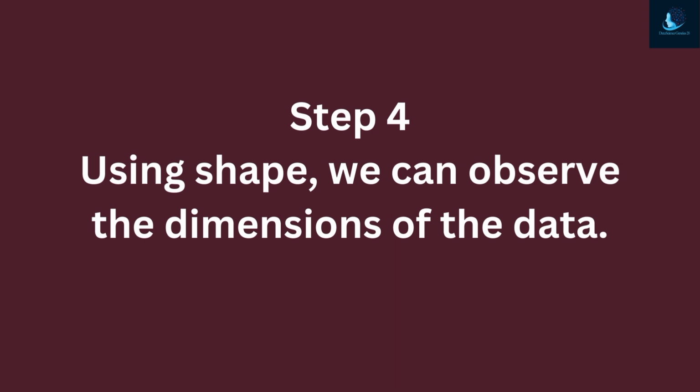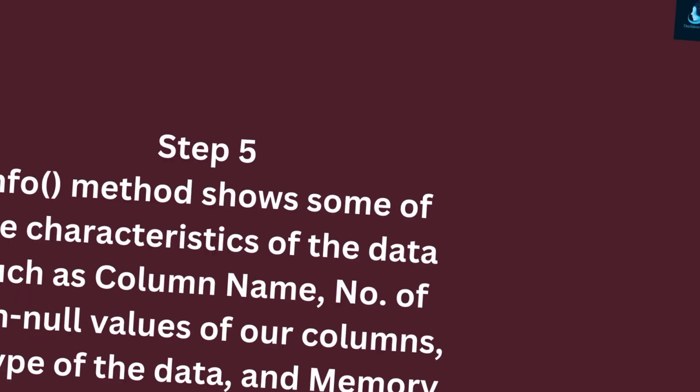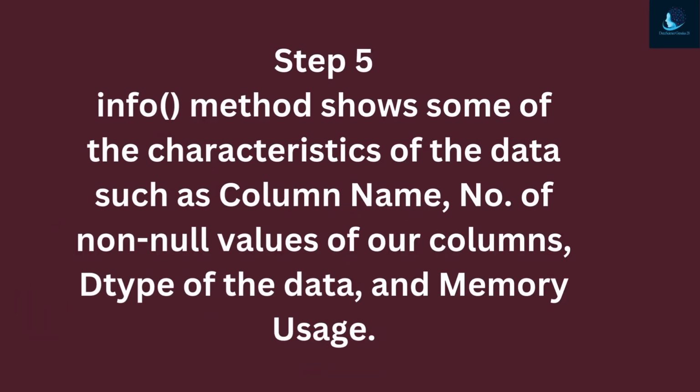After understanding the dimensions, you might want to explore further by looking at the column names and data types. This step provides a foundational understanding of the dataset. Step 5, the info method shows some of the characteristics of the data, such as column names, number of null values of the columns, data types of the data, and memory usage.